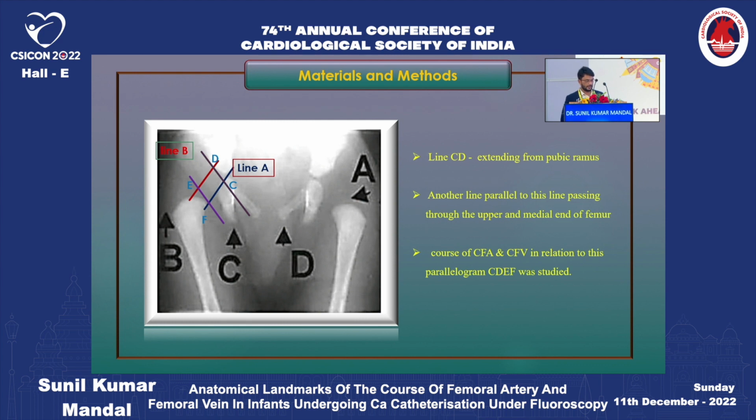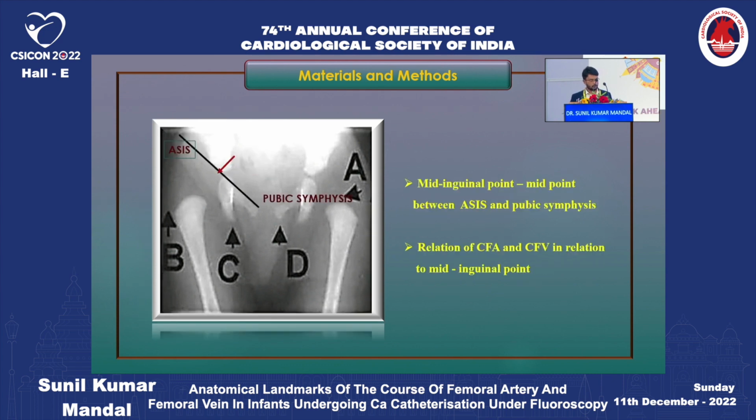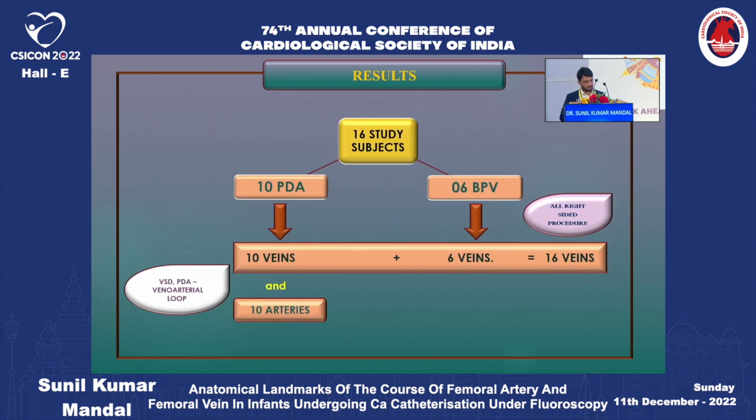Another available landmark was the pubic ramus. We drew a line from the pubic ramus, and another line parallel to this was drawn from the upper and medial end of the femur. This created a parallelogram CDEF. To be more specific, we divided line A and line B into three parts, upper, mid and lower thirds, and tried to define the course of the common femoral artery and common femoral vein in relation to these lines. Another landmark we tried to define was the mid-inguinal point, for both the common femoral artery and common femoral vein.